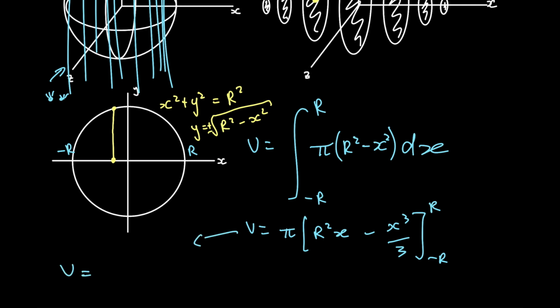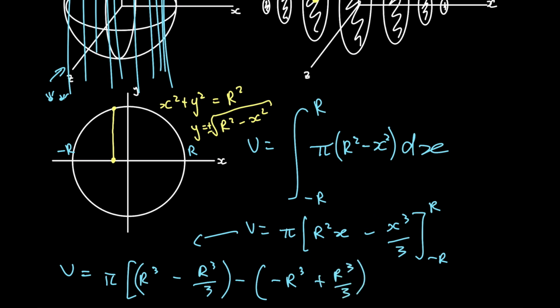Okay, so now if we substitute in these bounds, what we get is pi into, substituting in r over here, we get r cubed. Substituting r over here, we get minus r cubed over 3. Then we're going to subtract this, evaluated at negative r. So if we substitute negative r over there, we get minus r cubed. Substituting negative r over there, we get minus r cubed, but then it'll be multiplied by that negative, so it'll be plus r cubed over 3.